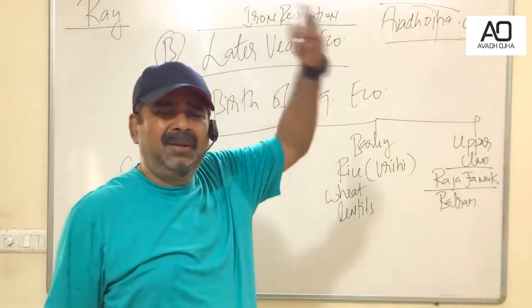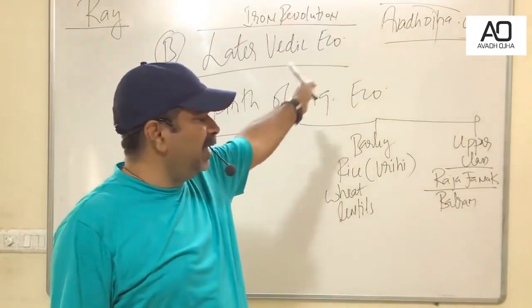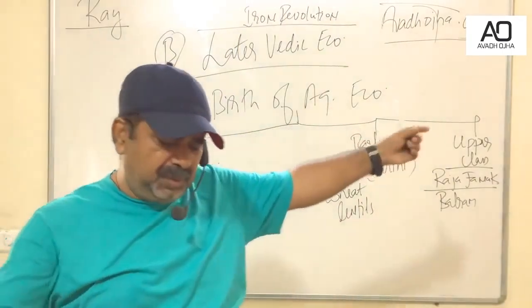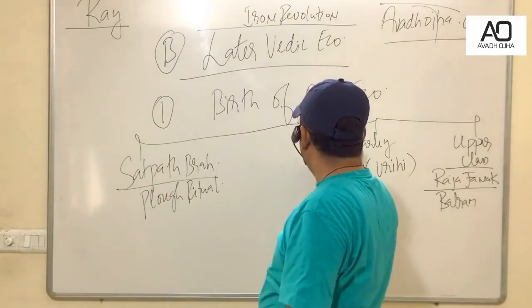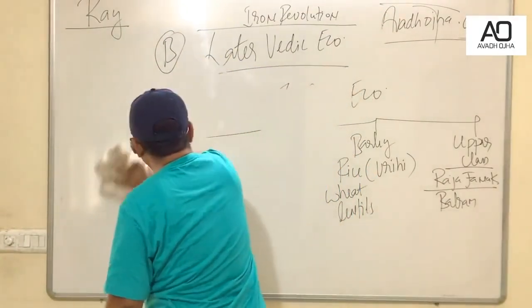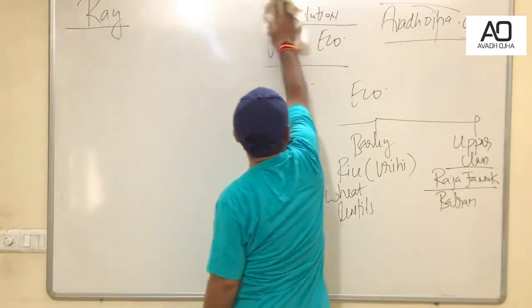Later on, when the agricultural economy developed, agriculture became the job of Shudras, the lower class. So the first important development of this period was the beginning of agricultural economy.